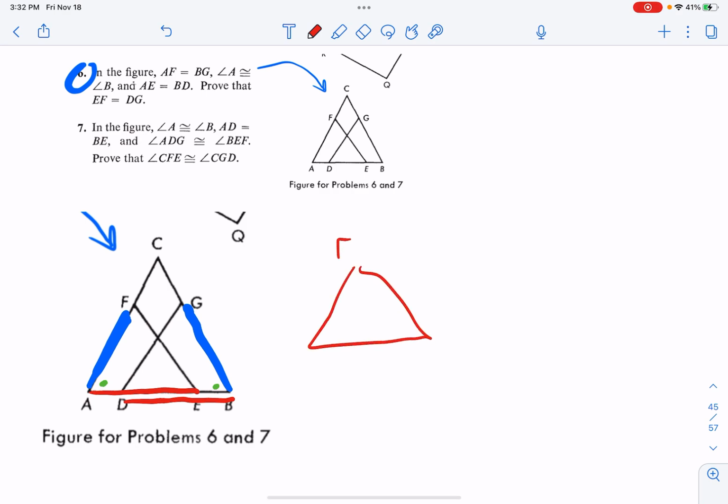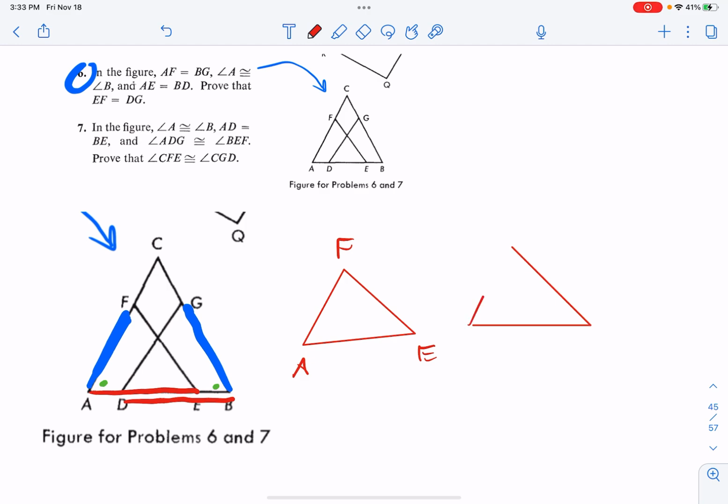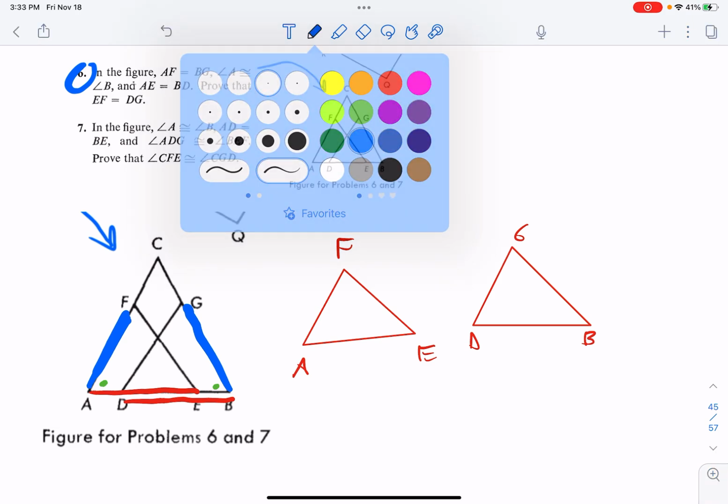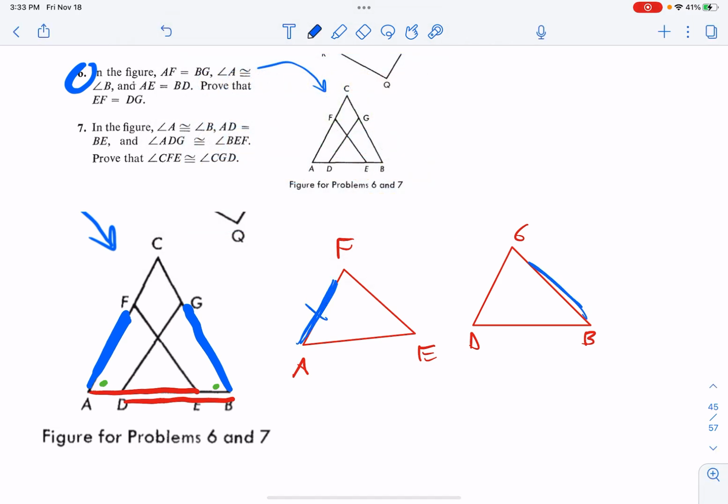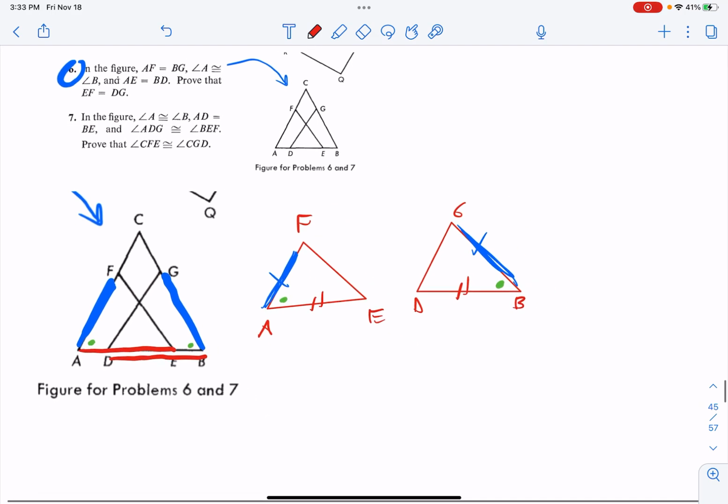Hiding in this diagram is triangle FAE. And you will notice two sides and an angle of triangle FAE are marked with relevant information. Also hiding in this diagram is triangle DBG. And we've marked three things about that one. We have that AF matches BG. We have this angle matches this angle. And then these segments at the bottom are congruent. AE matches DB. So there is side angle side. It's just hard to see.